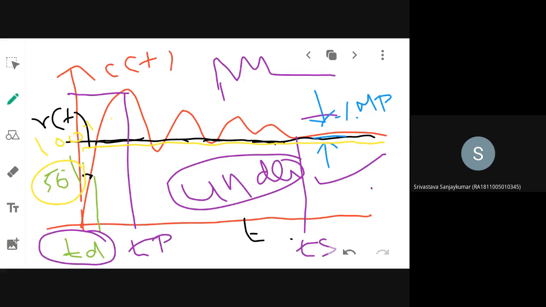50%. Yes, 50%. Here I am able to reach only 50% of the final response. So that time will be called as my what time? Delay time. Okay, suppose depending upon the system, it may be varying from 80% to 100%. So the time taken by the response to reach that percent will be called as my rise time.